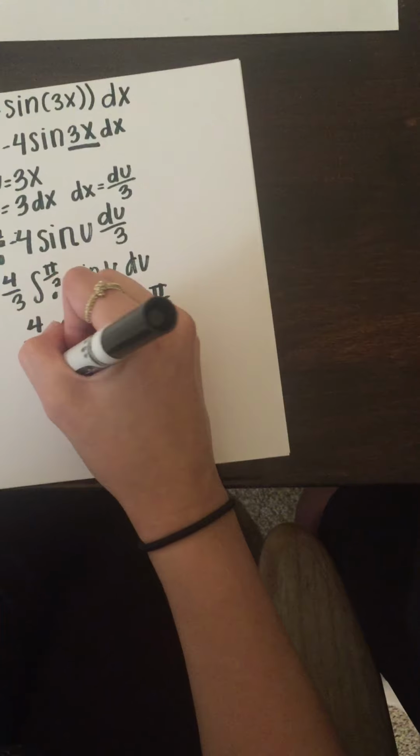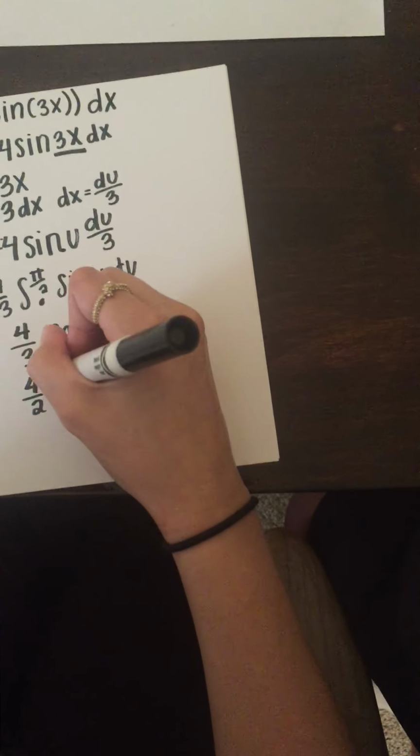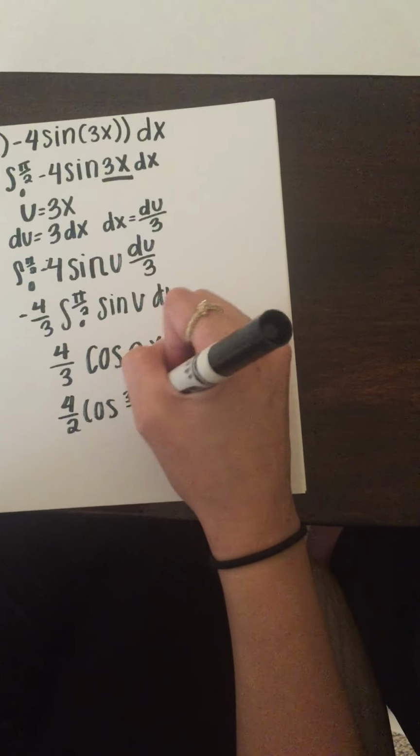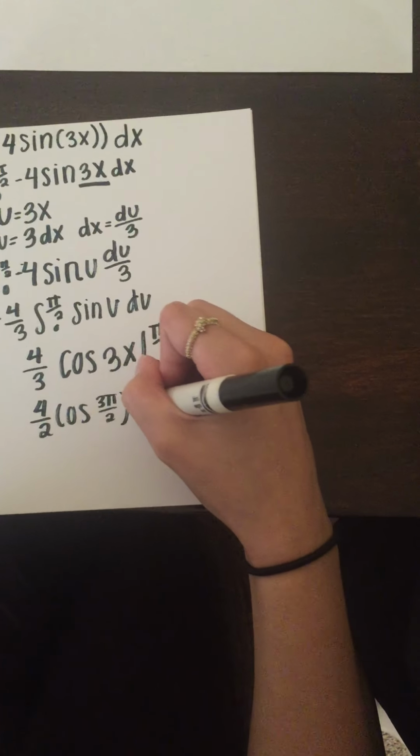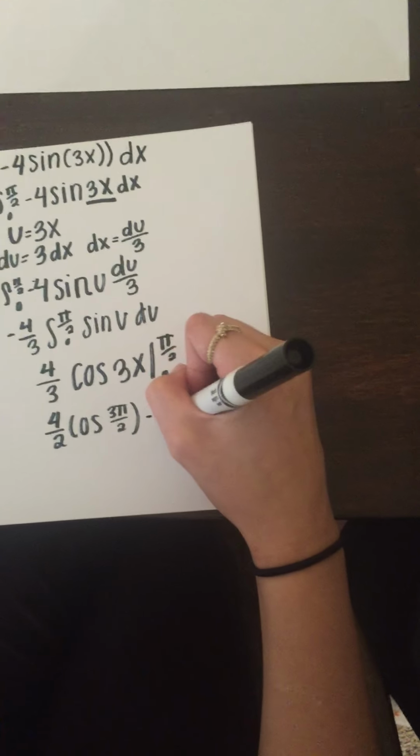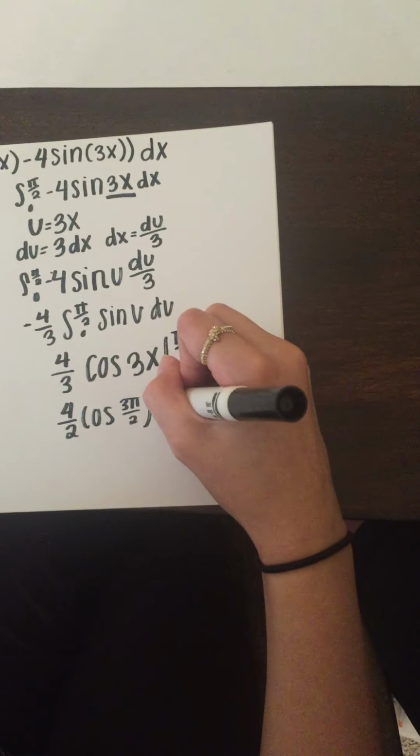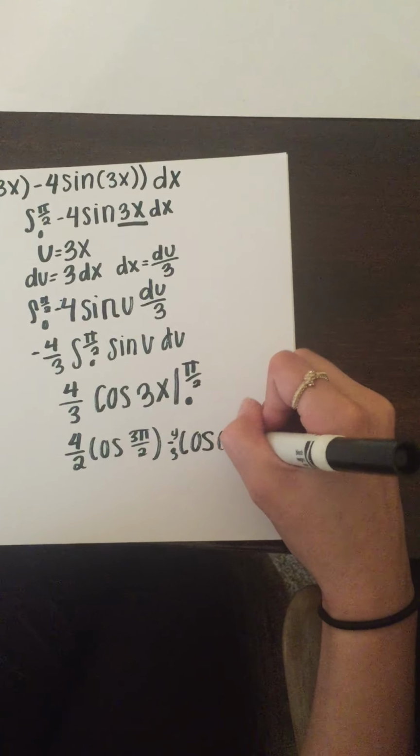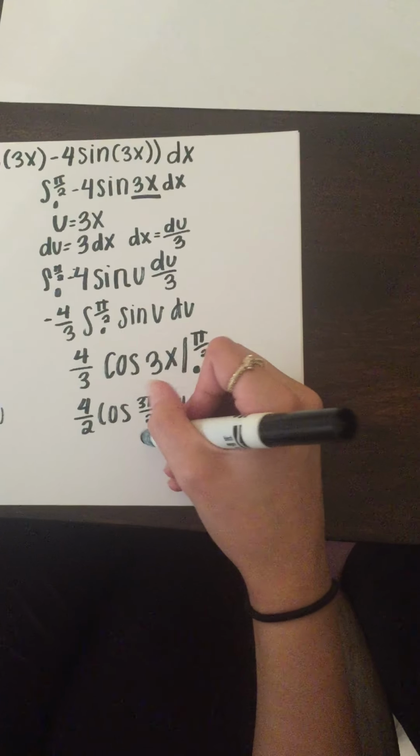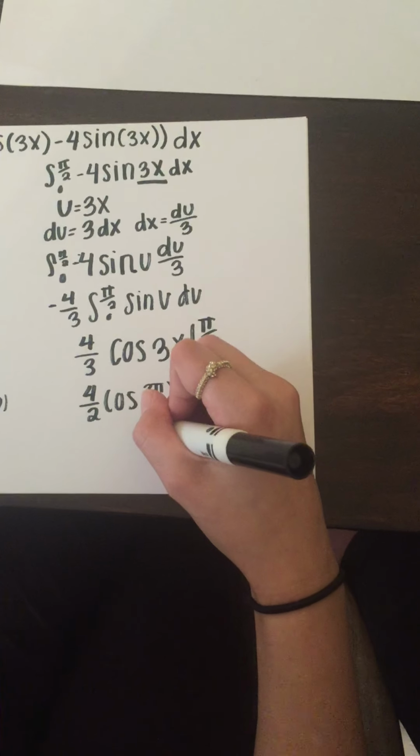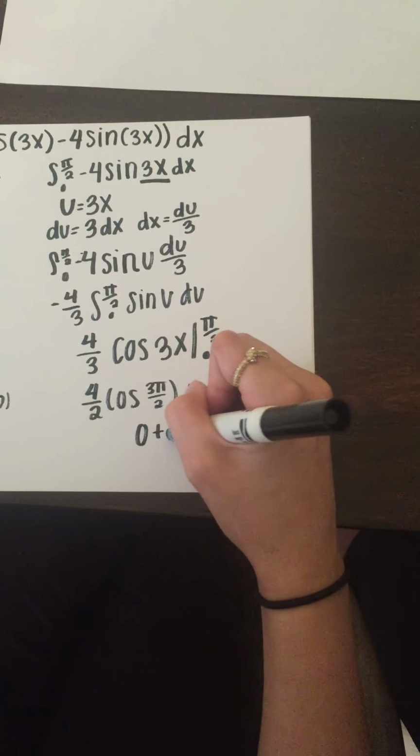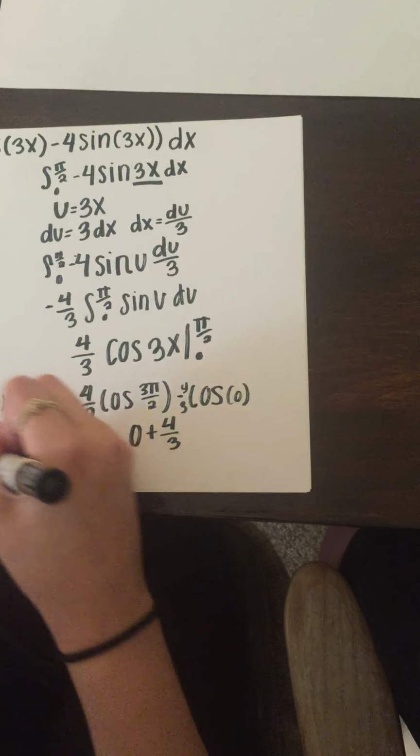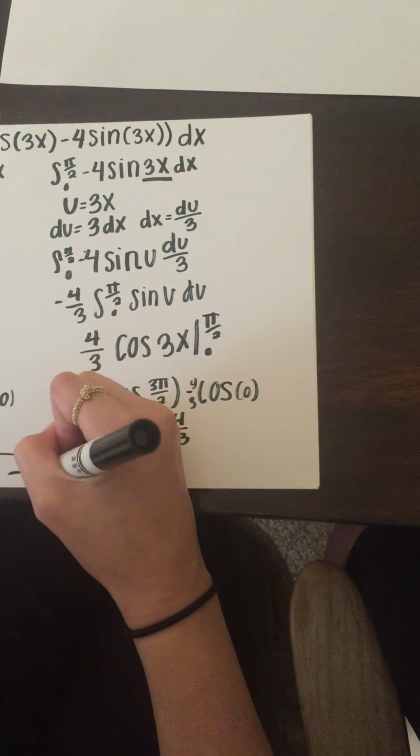So then once we sub in our 3 pi over 2 minus our 4 over 3 cosine of 0, we're going to get 0 plus 4 over 3. And once we subtract both of these, we'll get a negative 2.